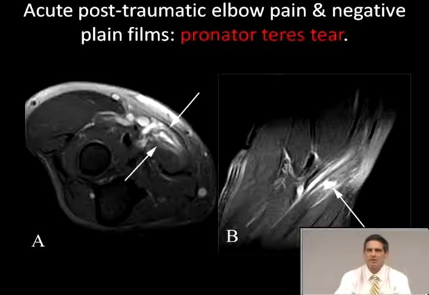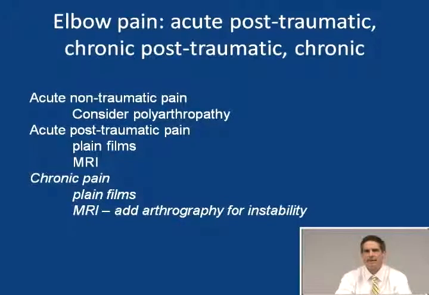And as long as you can confirm that there's basically continuity of the muscle and tendon without a full thickness tendon tear and retraction, there's not much you're going to do other than time and supportive measures to get that to heal anyway. All right. So those are the acute injuries in the elbow.